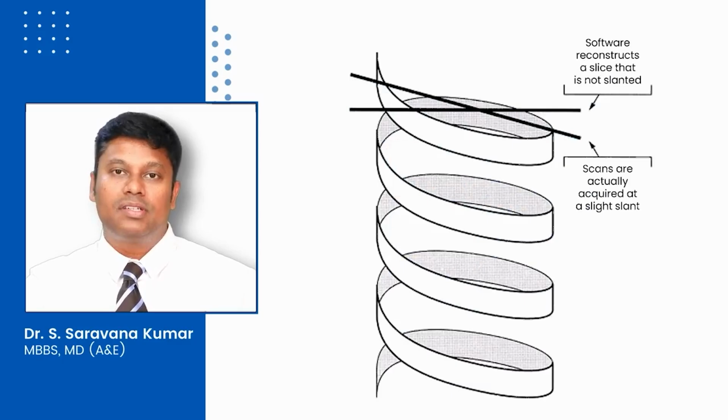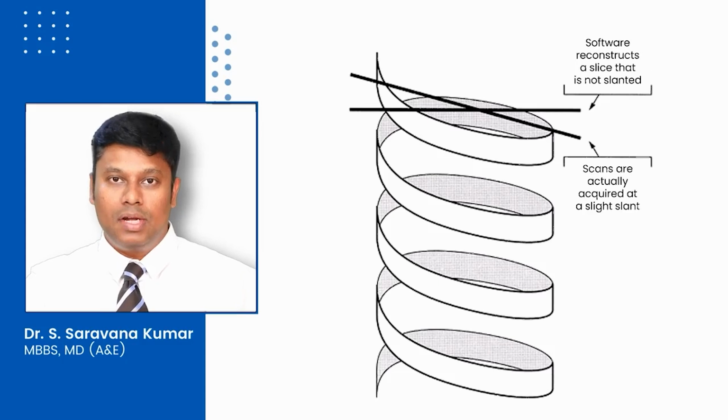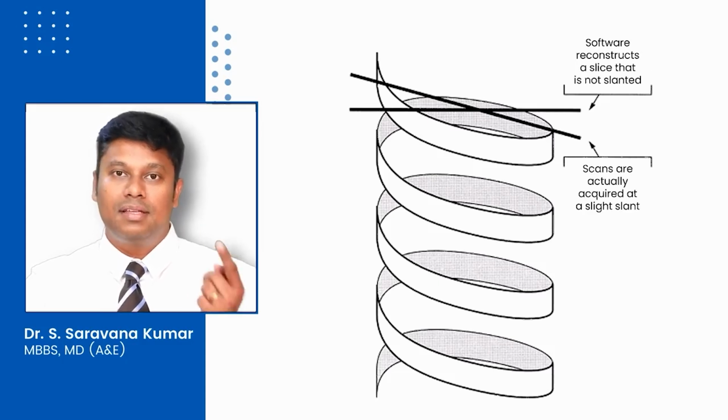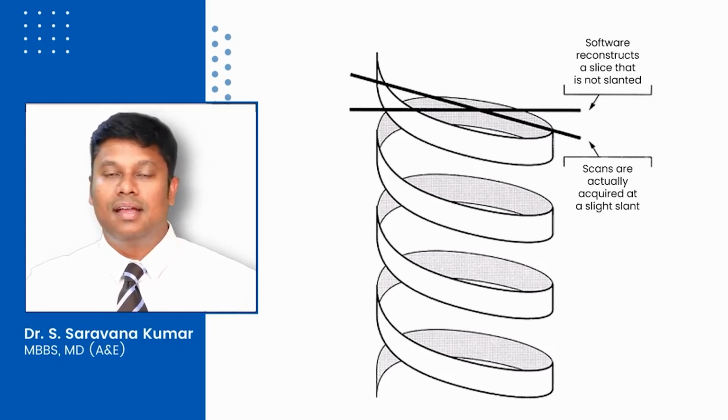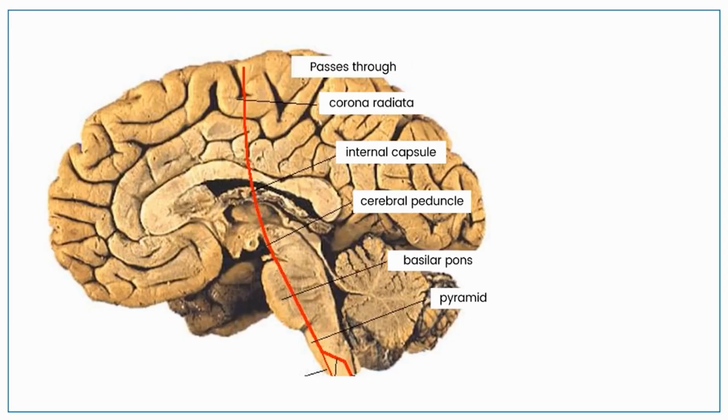As you can see in the picture now, this is typically how a spiral CT works. It's like peeling an onion, if you imagine, where the scan is continuous and the images between two sections are constructed by the computer itself. These are some basic understandings of how a CT mechanism works. So let's come to the anatomy of the brain.